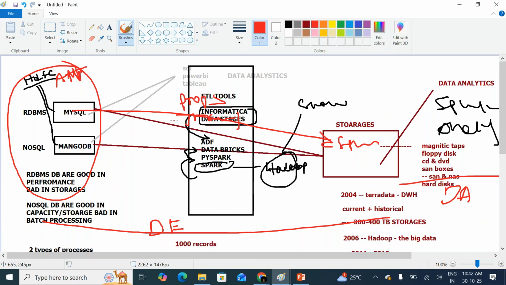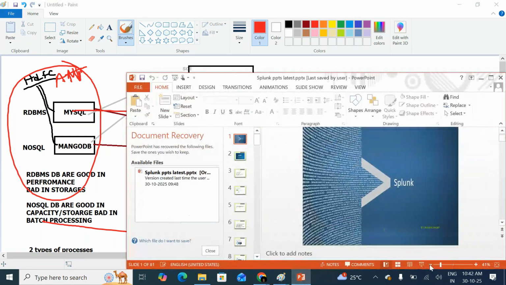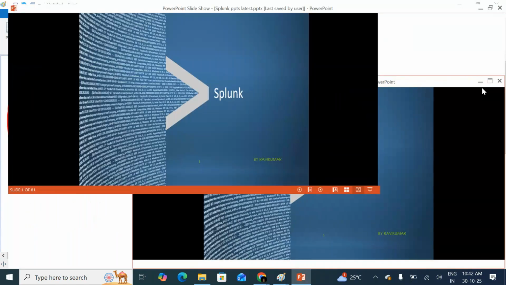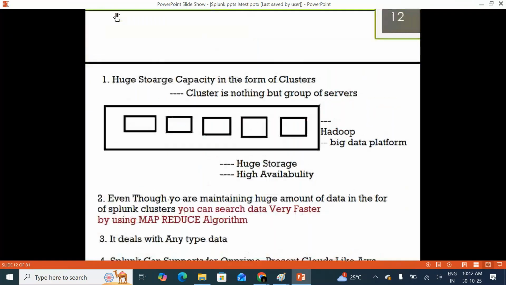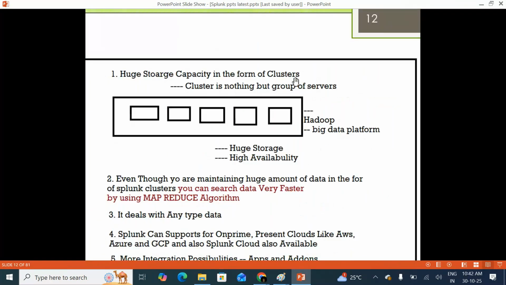Now you understand, sir? Yes. How does Splunk get huge storage capacities in the form of clusters? A cluster is nothing but a group of servers. It came from the Hadoop big data platform. Huge storage capacity and high availability are possible.